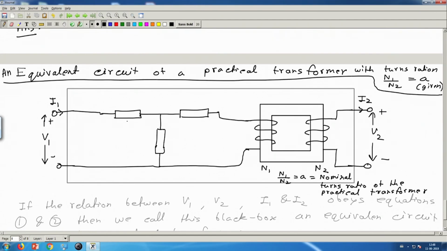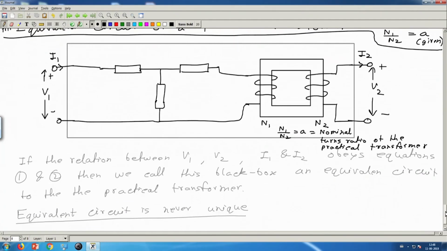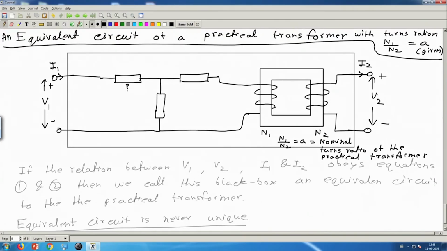Next question, what should be the values of these three impedances? That I will calculate and find out, so that the relationship between V1 and V2, I1 and I2 is as desired. So these are the things I have to find out. But before that, let me call this voltage V2 prime and this current I2 prime.